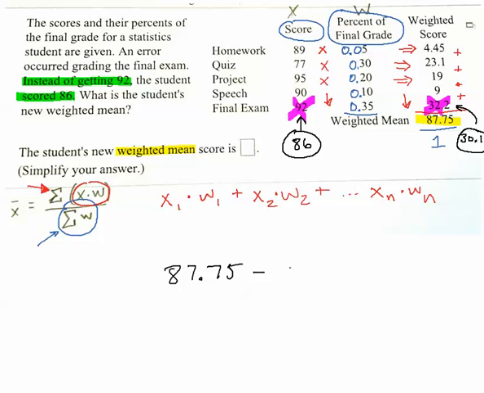The difference of those is 1.1 points. I'm sorry, 2.1 points, 2 and 1/10. So if I subtract that difference from 87.75, I get 85.65%, which would be my new weighted mean. That's the answer they're looking for when they ask, what's the new weighted mean?